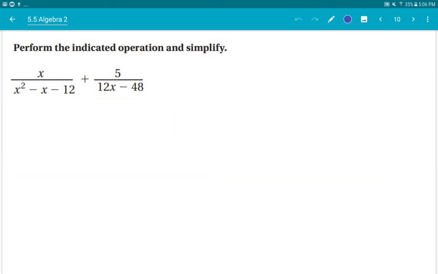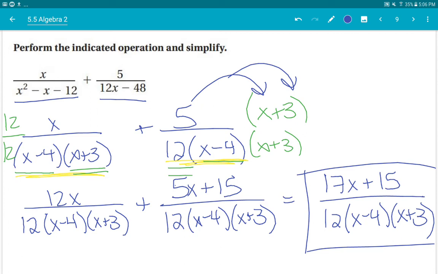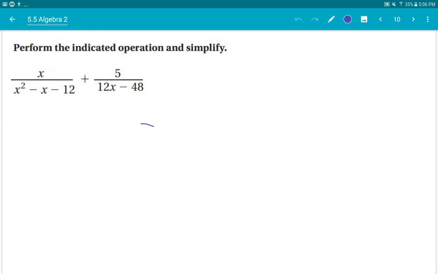Next one here. Oh, did I do the same one twice? I did do the same one twice. So we don't need to do this one, sorry.